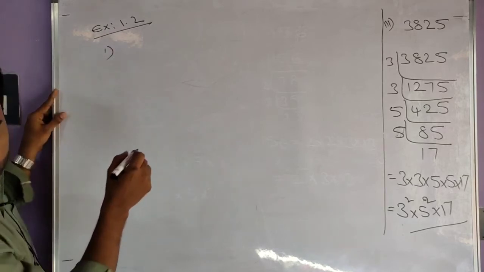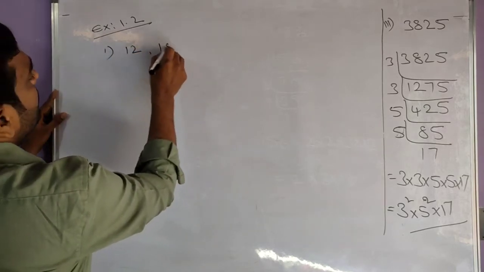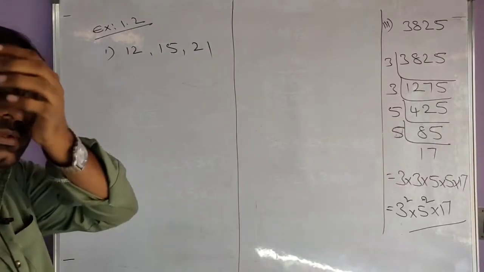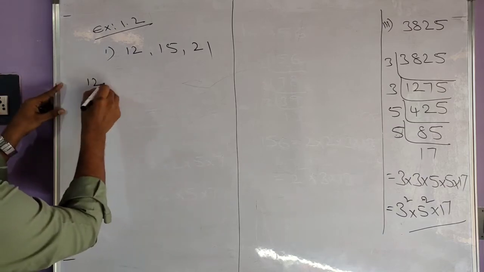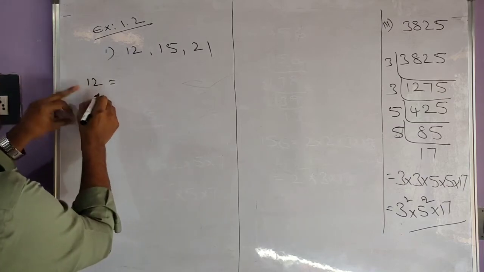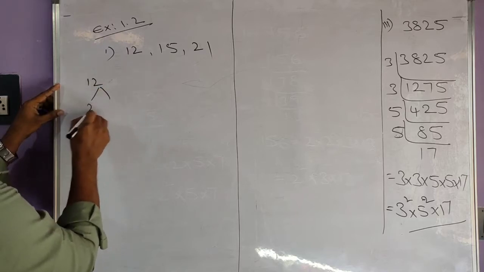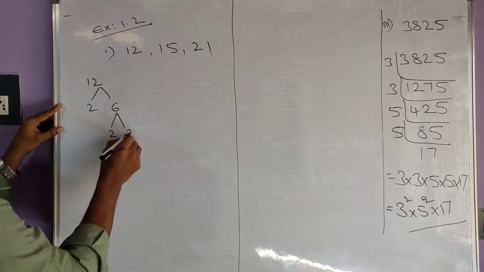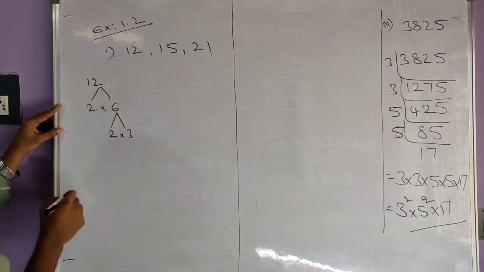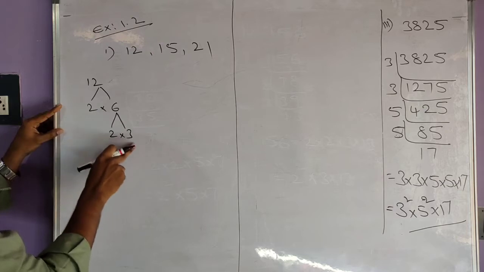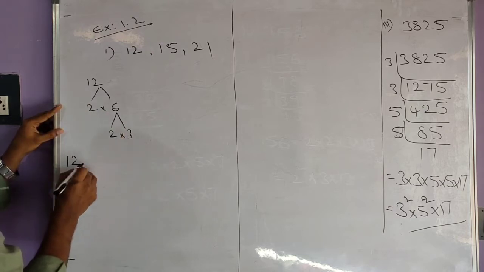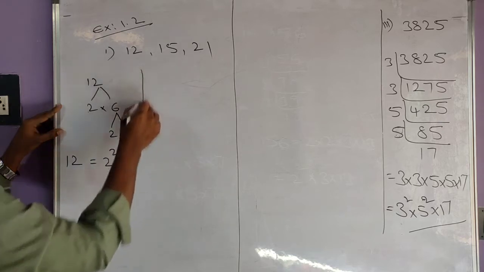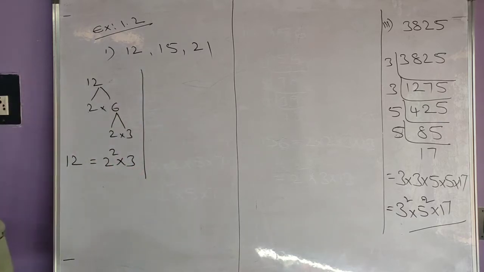In the first one, 12, 15, 21 are given. For 12, the prime factors are, listen: 12 can be written as 2 into 6. Again 6 can be written as 2 into 3. 2, 2, 3 are all prime numbers. So totally, 12 is equal to 2 square into 3.